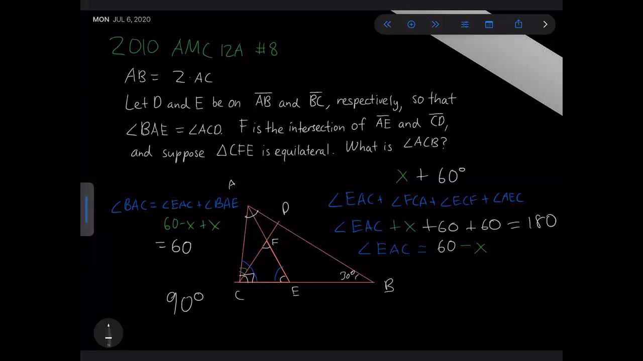The lesson to be learned from this problem is that angle chasing can be very algebraic at points. So you want to find things that might cancel out. You also might want to use some trig at some points. Like in this case, we found 30, 60, 90 triangles to be useful.